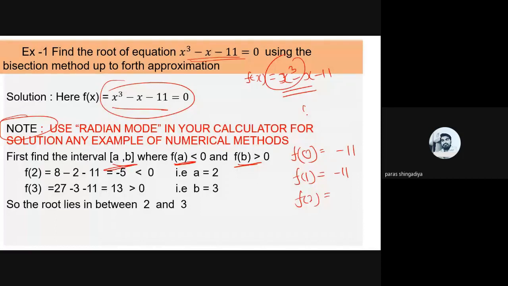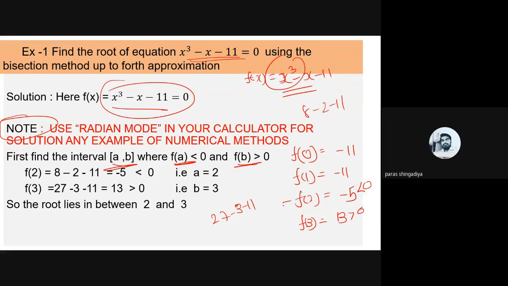So that will be 8 minus 2 minus 11. And what is the answer of 8 minus 2 minus 11? That will be minus 5. Clear? So it is negative. And what is the answer of f of 3? That will be 27. 3 cubed is 27, minus 3 minus 11. So that will be 13. So 13 is positive. Clear?